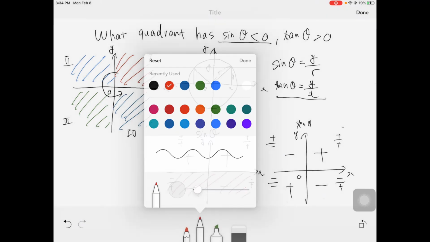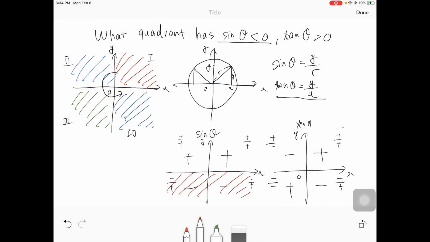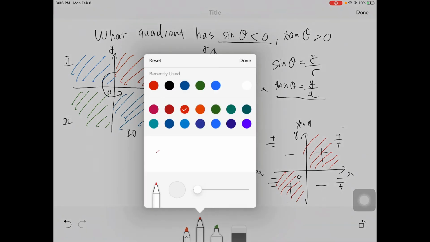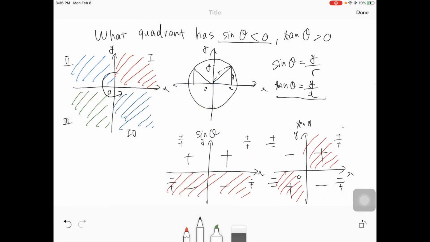And this question says tangent theta is bigger than 0. So either the first quadrant or the third quadrant. This means the answer is here, the third quadrant. That's all about this question.